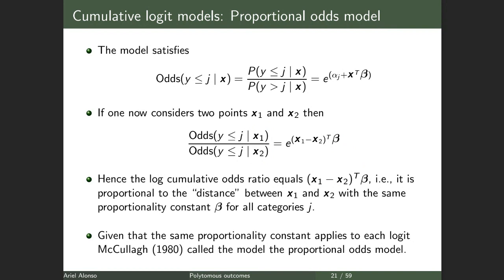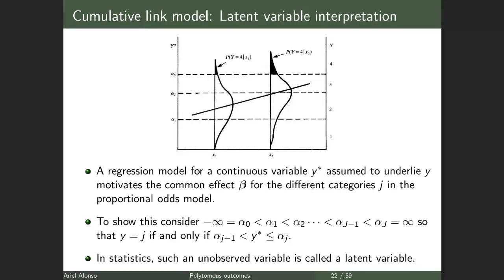Now, I told you before that this model assumes proportional odds ratios. You will see that this model, which assumes the same beta for all values of j, can be obtained very nicely if you assume that there is some kind of latent process. So let's do that to obtain our model. Suppose that there is a latent variable. We are going to call it y asterisk over here. And we are going to assume that this latent variable underlies the ordinal outcome we observe, the y.